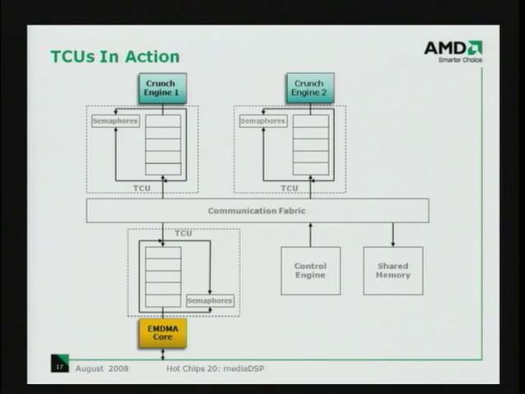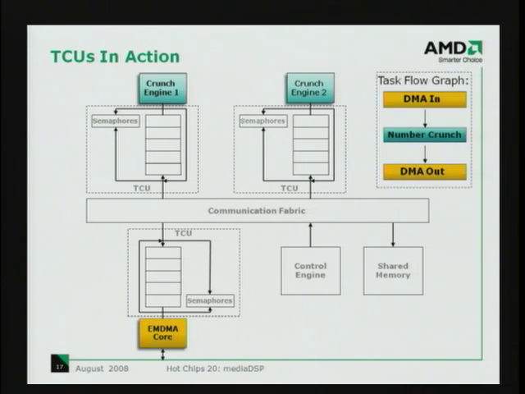So if I haven't lost you completely by now, hopefully maybe a little animation will help show how this all works together. I'm showing here a simple configuration of a mediaDSP with a couple of these crunch engines, an external memory DMA engine, control engine, shared memory. And these TCUs are shown sort of blown up here, so you can see the queue that's inside and the semaphore registers that are resident there.